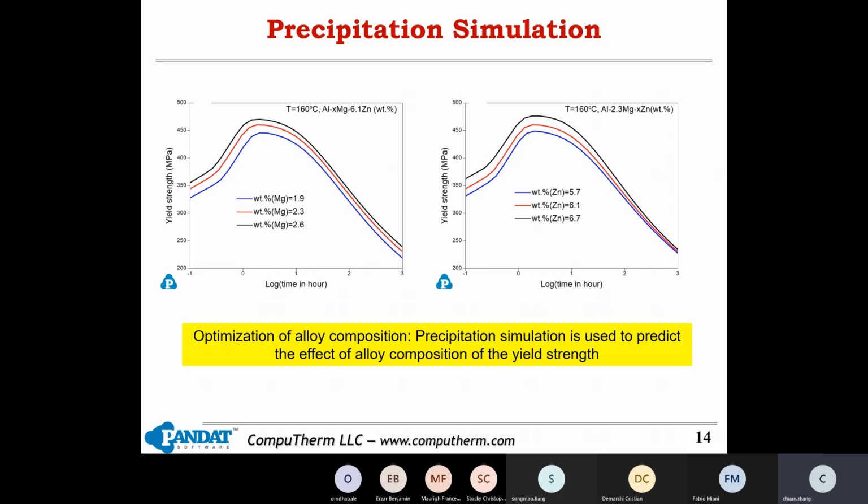We can also do virtual experiment to optimize the alloy composition. For example, we change the composition, either the magnesium or the zinc, to see the property change versus the composition. So based on these types of simulation, we can also optimize the alloy composition. So this is just one example, to show you the valuable application of this precipitation module.